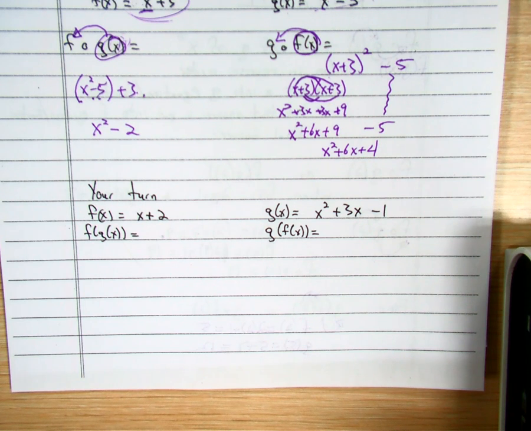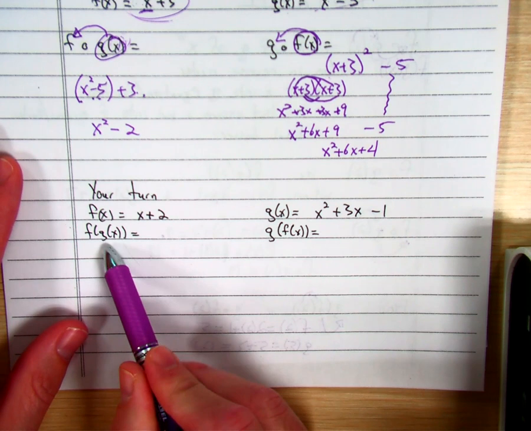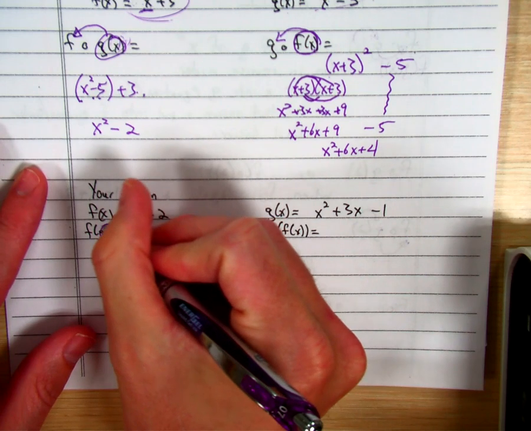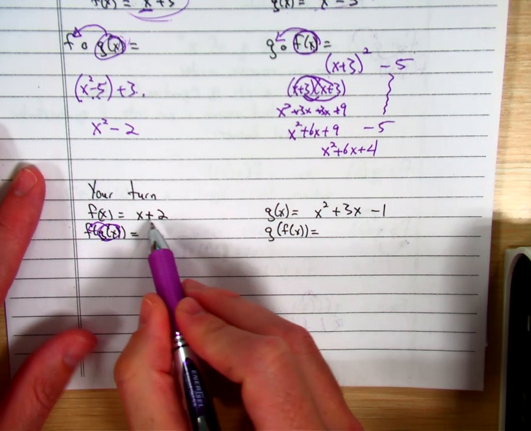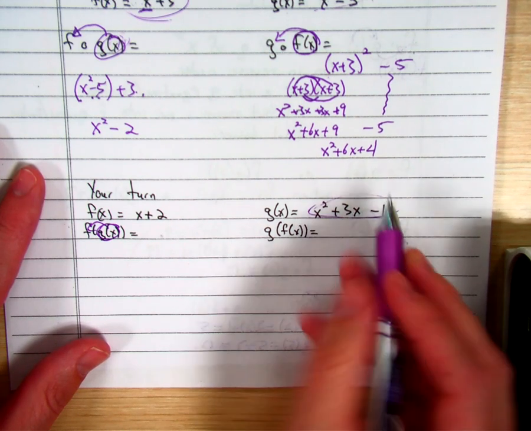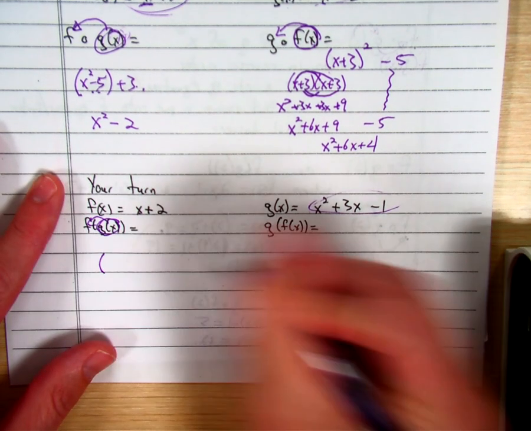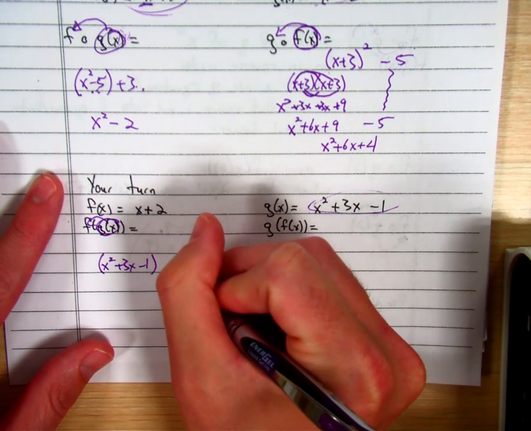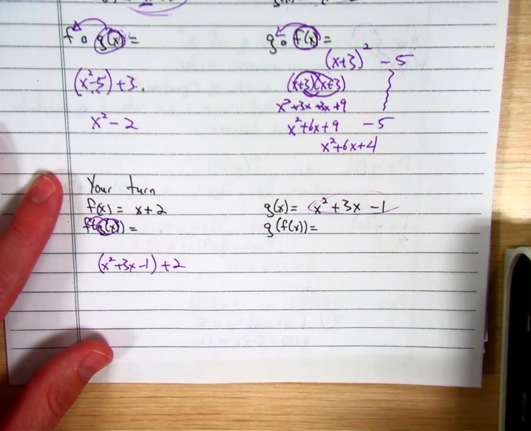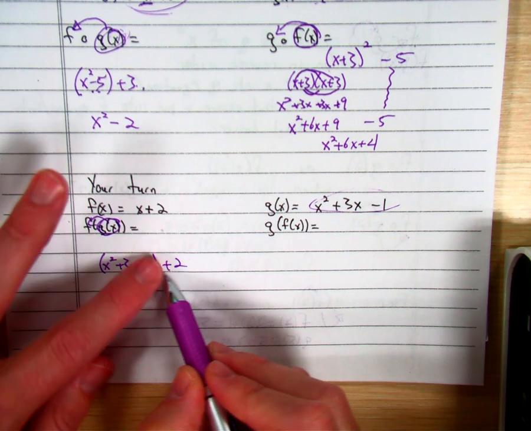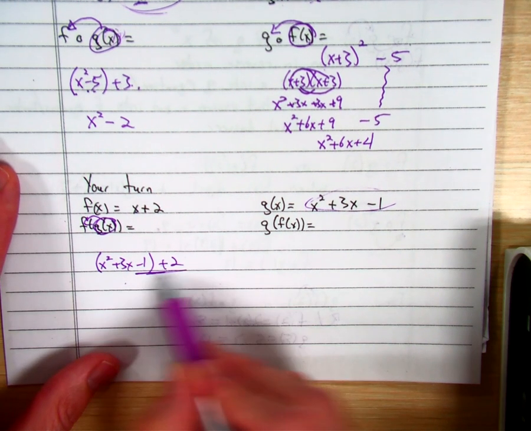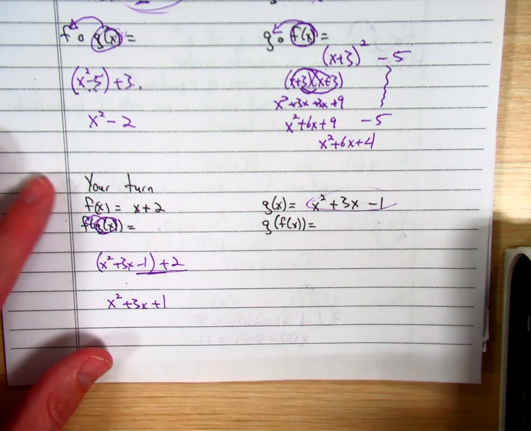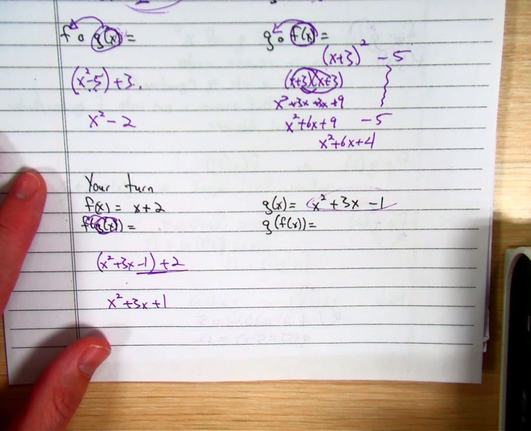Alright, welcome back. Let's see how we're doing. F of g of x. Again, if we're just putting x in there, it's not going to change it, and you're going to end up taking the whole thing and putting that whole g equation into the f equation. So we're taking this whole big group and plugging it in right there where the x is. So we're going to have x squared plus 3x minus 1, all going in there, plus 2. X squared plus 3x minus 1 plus 2. The only thing we can combine is the minus 1 plus 2, and we'll have x squared plus 3x plus 1. Okay?